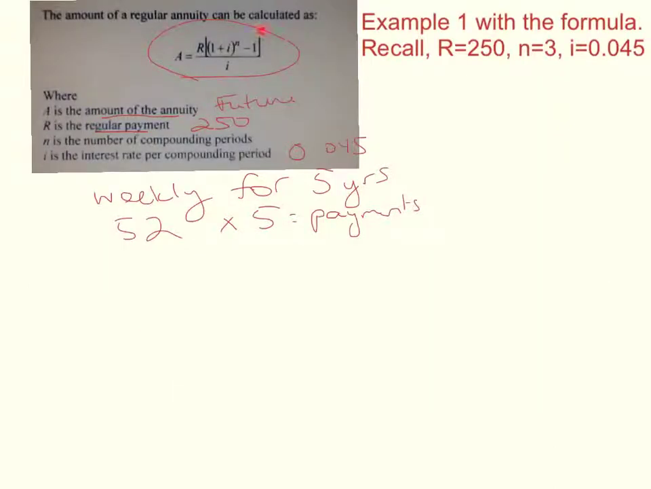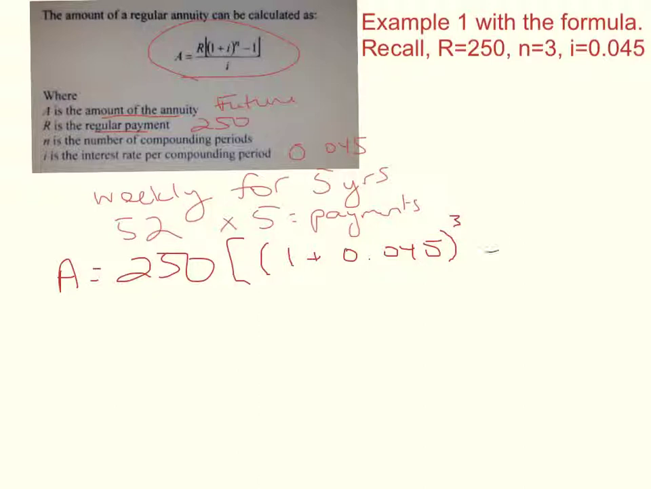So we're going to use the formula now using R as 250, N as 3 because it was 3 years of investment, and I as 0.045. Okay, so I'll write my formula. A equals R, which is 250, bracket, smaller bracket, 1 plus 0.045 to the power of 3. I'll subtract 1, close my brackets, and divide by 0.045. And this can be calculated on the calculator using the brackets as indicated.